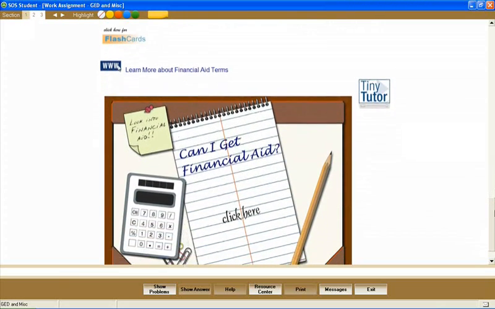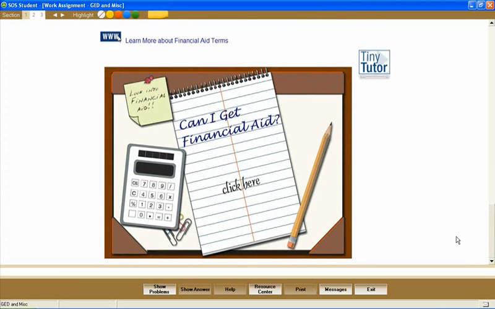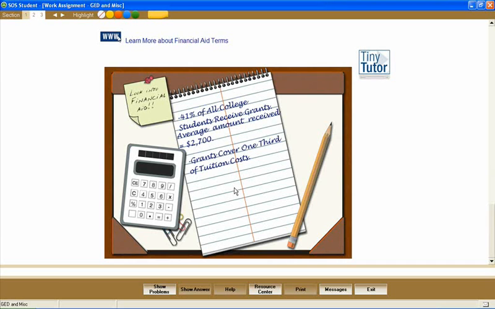This animation provides more information about the degree of financial aid typically received by college students. Let's take a look. Is it realistic for me to think that I'll receive financial aid? Sure, it's realistic. After all, 41% of all college students receive grants, but that doesn't include loans or work-study programs. And the average amount received with grants is $2,700. But that's not enough to cover all my tuition. No, grants actually cover about 1/3 of tuition costs.